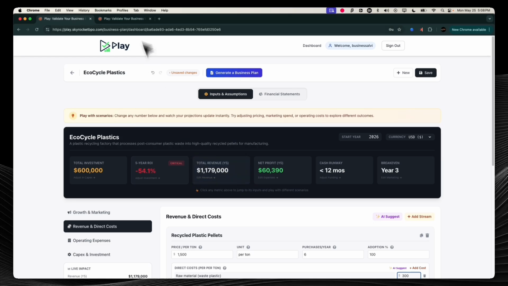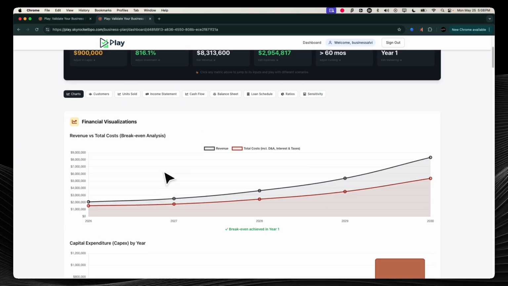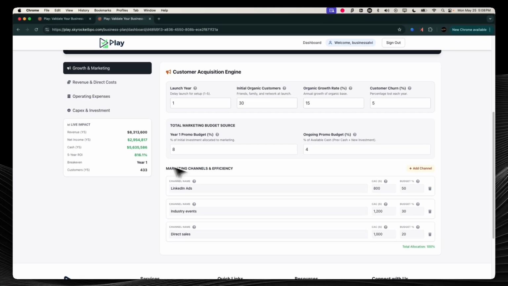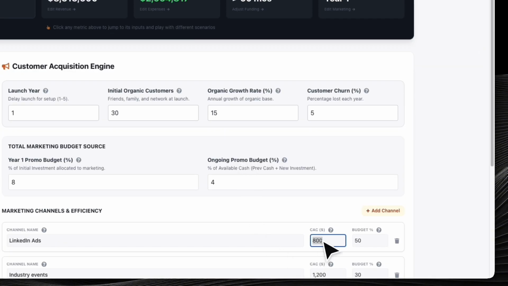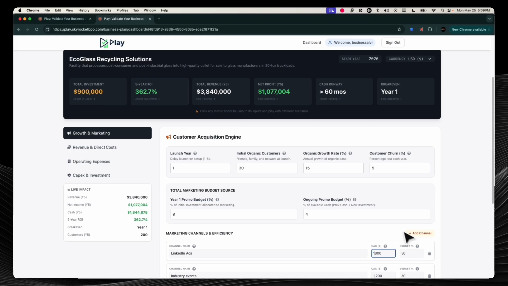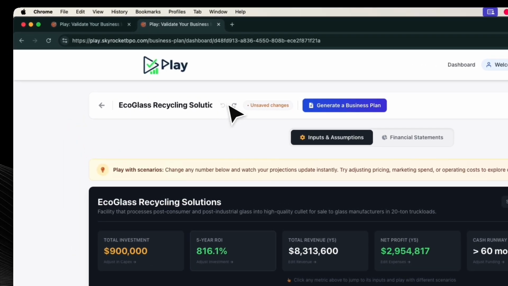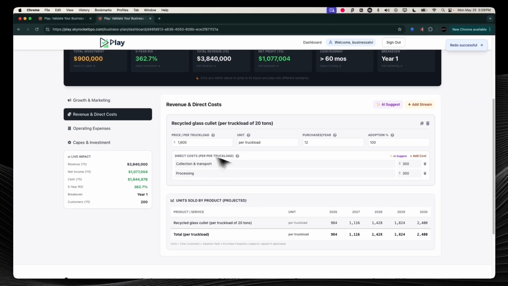Now let's take a look at the glass recycling factory. Here it says that we are going to break even by year one, but let's change some of the stuff in here. Let's increase the acquisition cost to like 1,800 bucks. Then see what happens. Still it's profitable. Maybe the profit margin is significantly higher. So let's look at the revenue situation. We are selling it for 1,600 and we are buying it for 600. That's a significant profit margin.